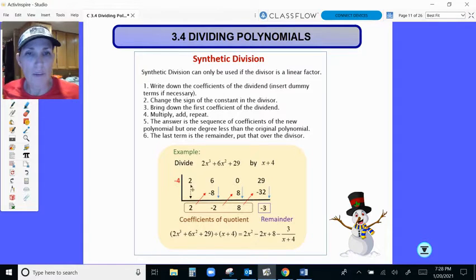So we're always going to start by bringing down the first one, okay? And then we multiply and then add, multiply and add, multiply and add. And I'll show you that process in a minute. When we're finished, these are all coefficients of my quotient. And their power is 1 less than we started. So this will be 2x squared minus 2x plus 8. And then the last term here is my remainder. Okay, so this is a little bit confusing right now, but that's kind of the structure. And then we're going to go through it right now.